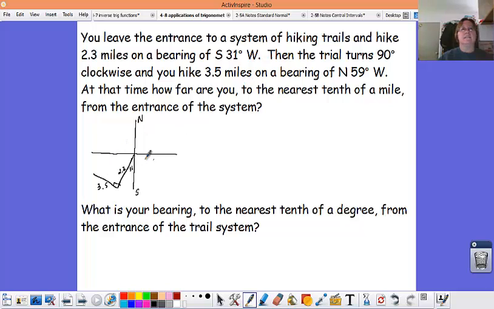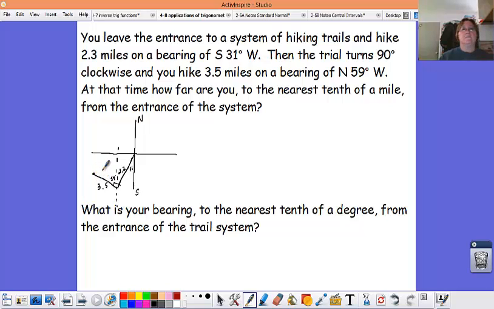And the bearing on this new leg, so this is where the corner was, you guys. I'm going to make a new north-south axis right there. My bearing is north 59 west. So here's my path. That angle is 59 degrees right there. And I've walked 3.5 miles. This is where I am right now.